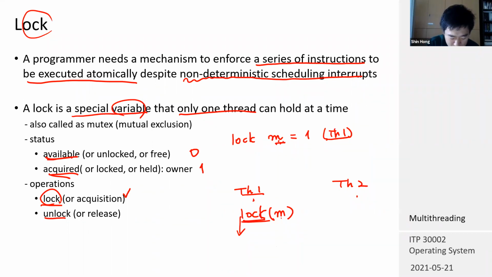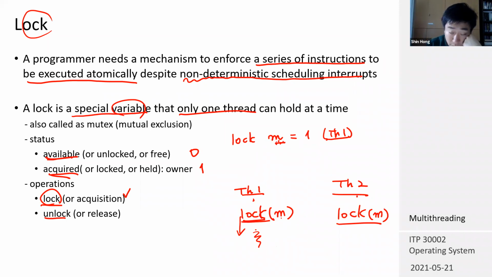So by utilizing this lock operation, we extend the scope of mutual exclusion to a block of code that is guarded by this lock operation. Okay, and moving on. So what happens? Suppose that thread number 1 is executing some instruction after this lock operation, and thread number 2 is also acquiring lock m. Then what will happen?